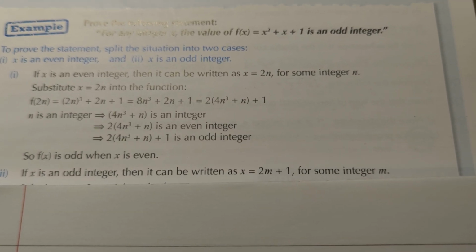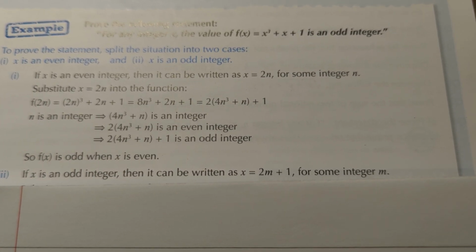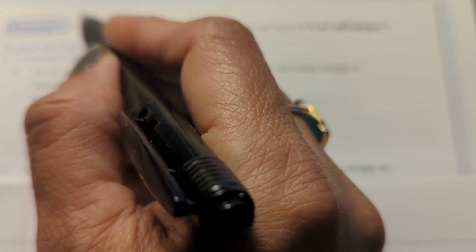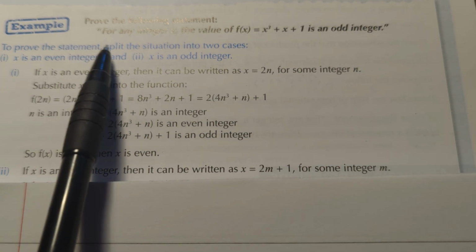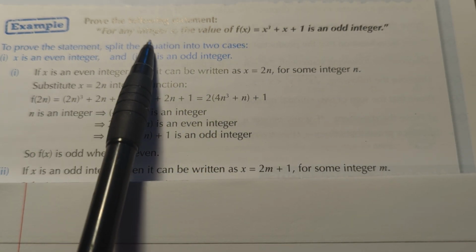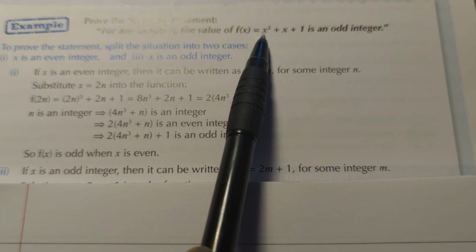In this video, we will learn about the proof of a statement. For an integer x, f(x) is a function given by x cubed plus x plus 1, and it is an odd integer. In our exam, they will give us only these two lines: prove the following statement. So how can we prove it?